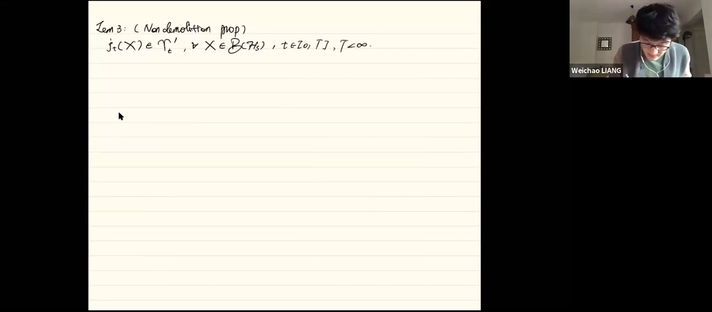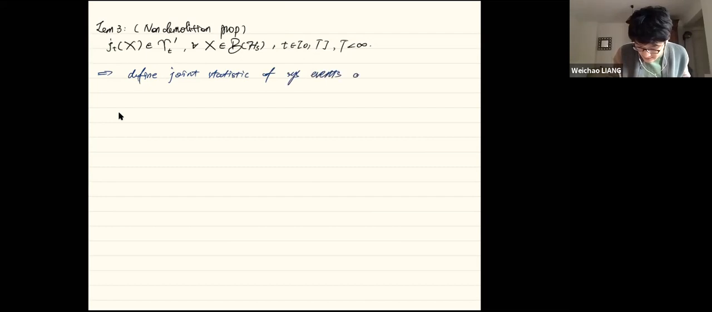It's almost the same as the proof of the self-non-demolition property. And why is this one also important? Because if our quantum flow commutes with the observation process, we can define the joint statistics of the system and observation. Mathematically, it's also important because it is necessary for us to define the quantum conditional expectation.